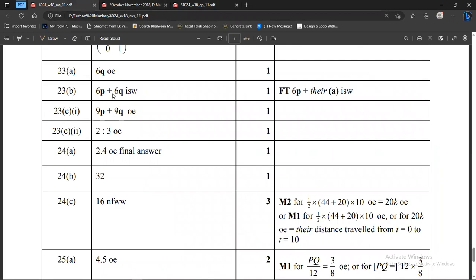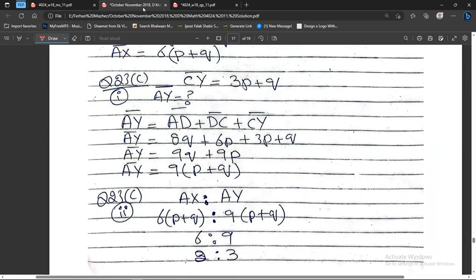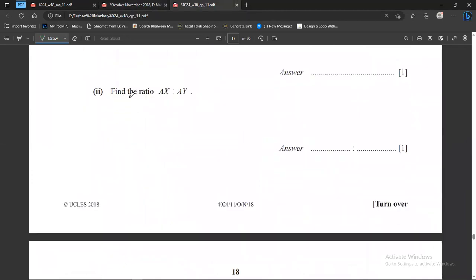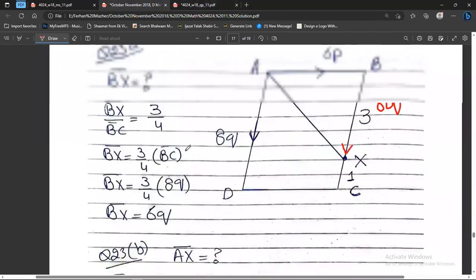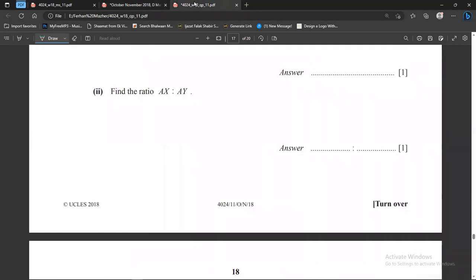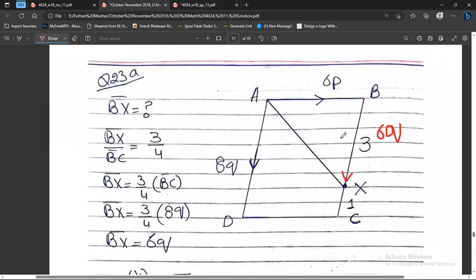9P plus 9Q. That is the right answer, sir. Okay, then their question is find the ratio of the AX and the AY. They want me to find out the ratio of the AX and the AY.